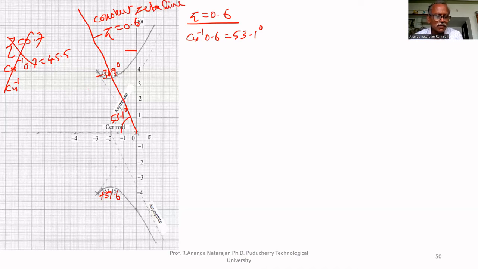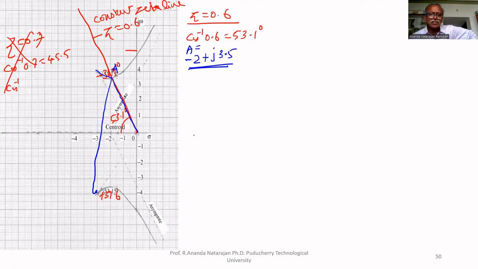So now it intersects at A. So we have to find the value of K at A. For that, we have to join all poles to that A. So we have to join like this, here also you have to join, and here also you have to join with these poles. Now, what is that point? The point is minus 2 plus j3.5. That is A equal to this.